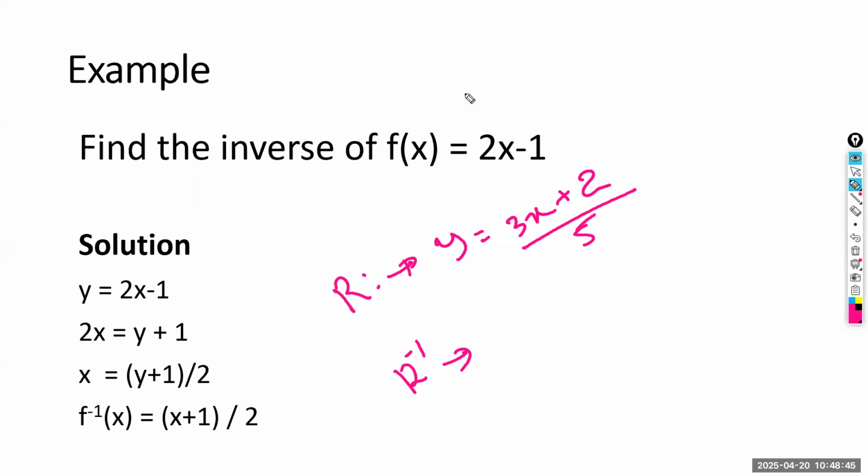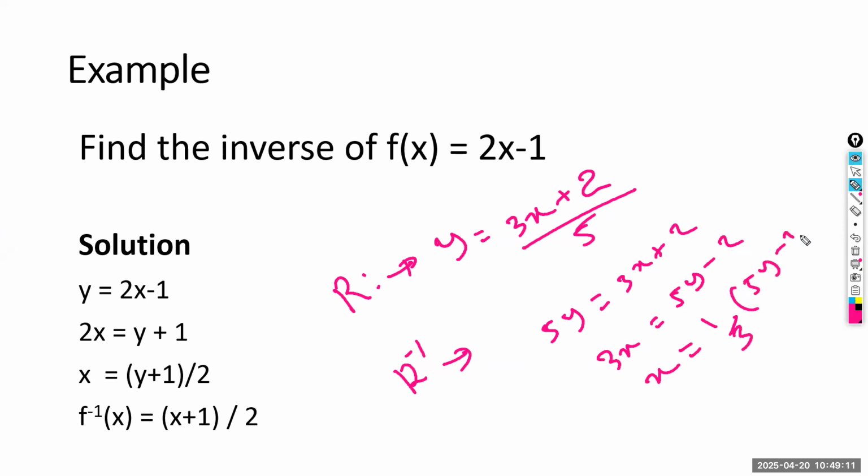So your new function or new relation must do the reverse of the original relation. So your task is to isolate x. So I'll write it as 5y equal 3x plus 2. Then 3x equal 5y minus 2. That means x equal 1/3 of 5y minus 2. That is the inverse. Right? 1/3 of 5y minus 2.